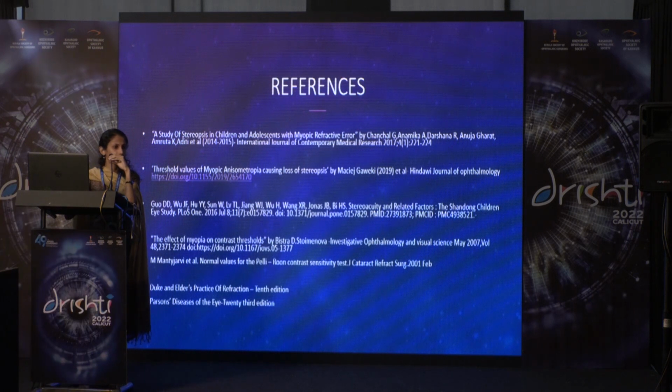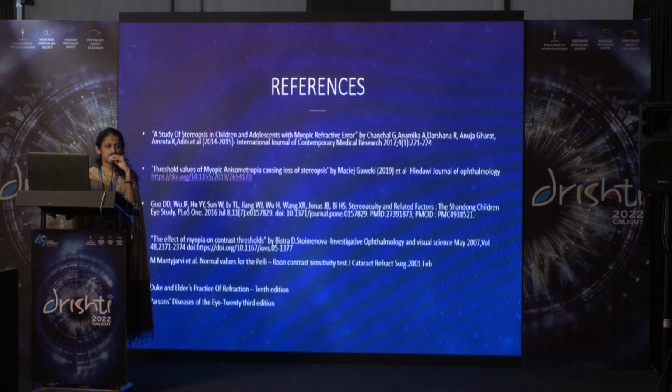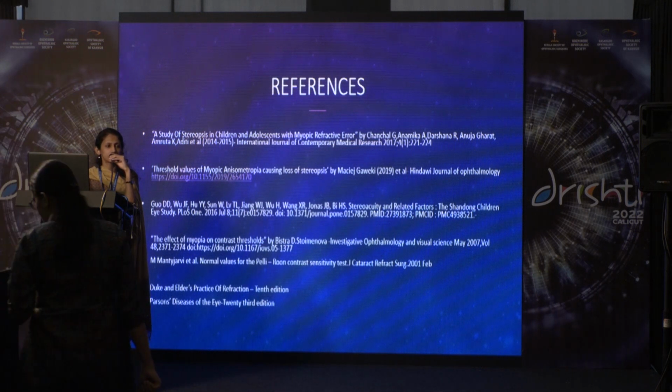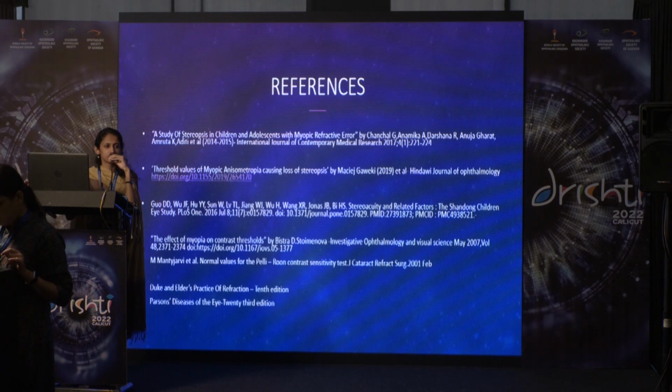Okay, you said mild, moderate, severe. On what basis have you made mild, moderate, severe? With respect to my parent study and references, I have divided. Mild refractive error as less than 3 diopters of myopia, 3 to 6 as moderate, and more than 6 as high myopia or severe degree of refractive error.